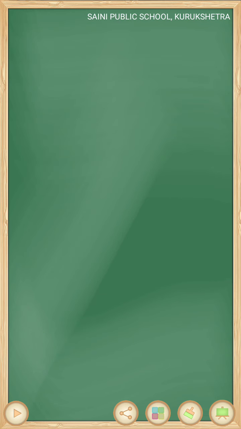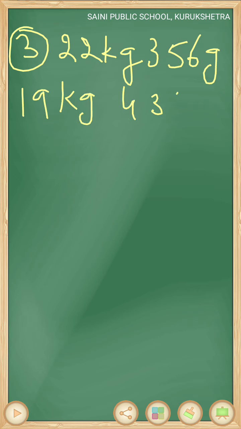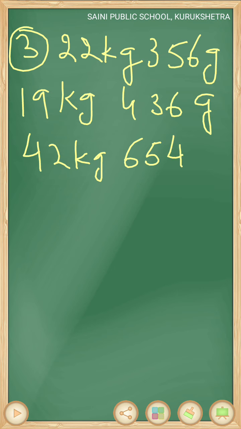Now let us discuss third example. Now I will take three numbers. Okay, first number is 22 kilogram 356 gram. Second number is 19 kilogram 436 gram. And third is 42 kilogram 654 gram. Okay, so first of all I will write here units kilogram and gram.